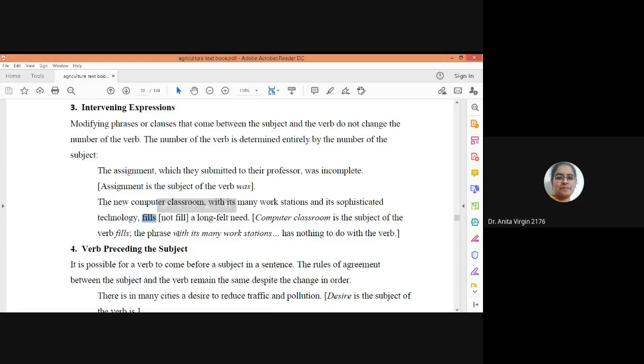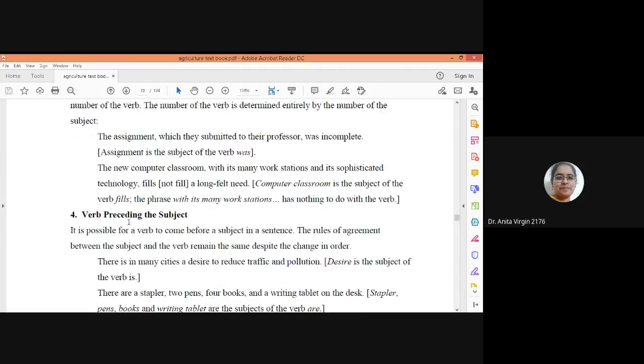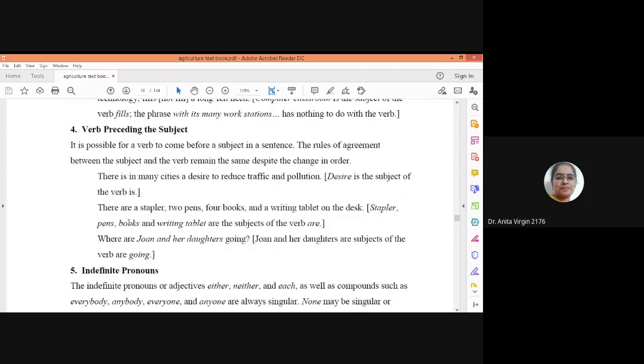S should be added to the verb. Got it? Have you understood this one? Intervening expressions. You use intervening in the sense of in between. In between it just comes. So whatever comes, don't worry. This verb will be agreeing only with this subject. Hope you have understood, because all your error analysis will be based on this only. So you must know why we are using it and how we have to use it.